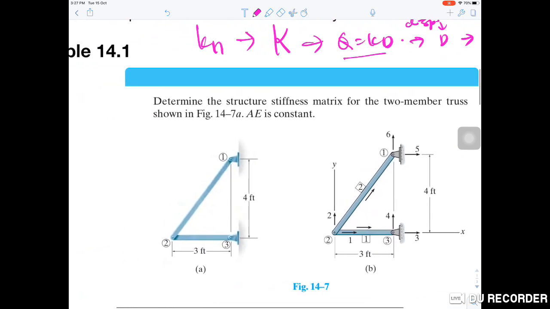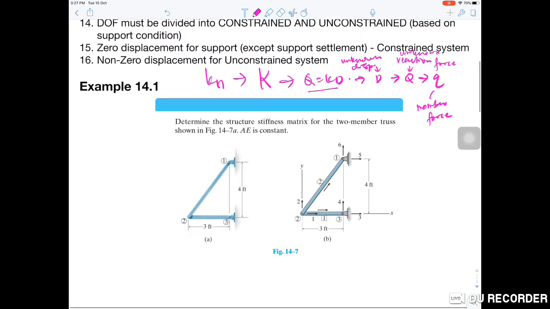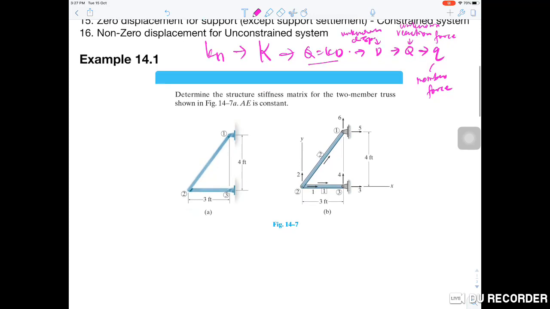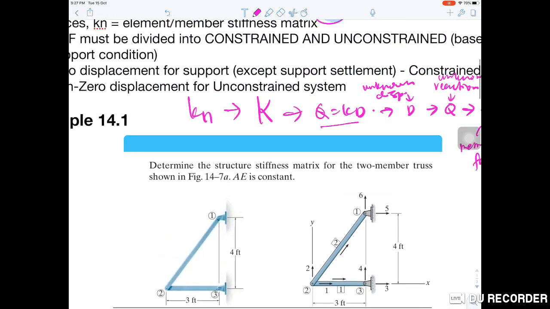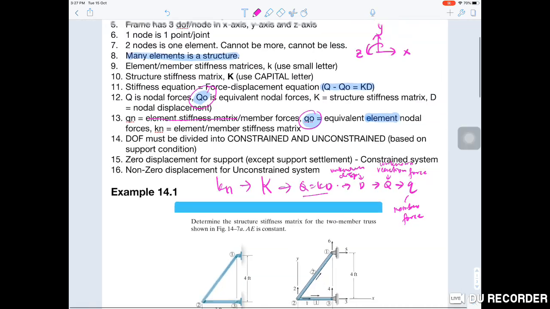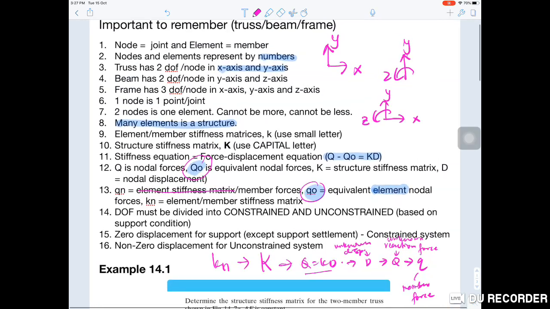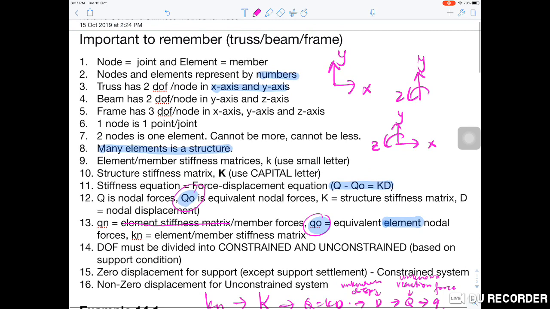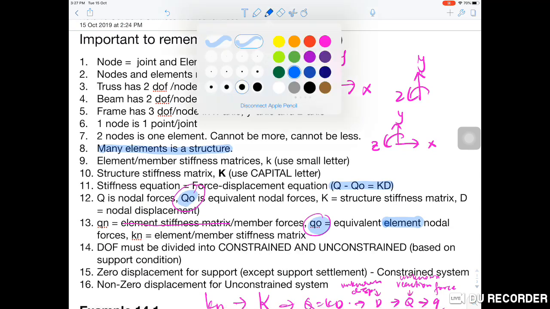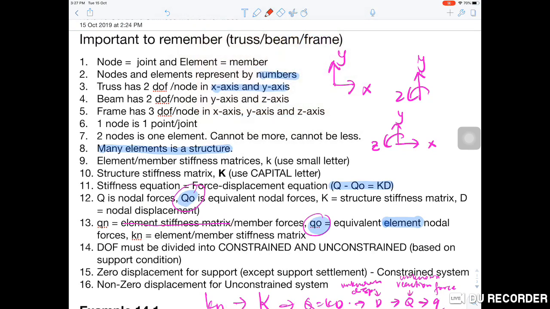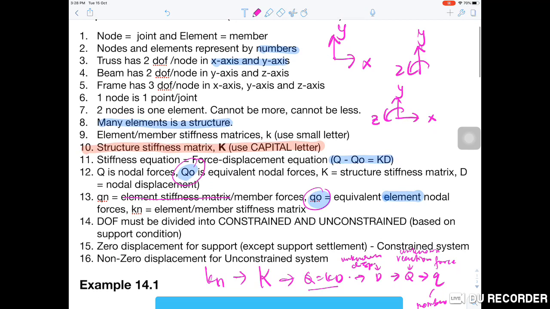Okay, this is the first example in the textbook, example 14.0. The question is, we go phase by phase. For today I just want to focus on this, how to establish the structure stiffness matrix.